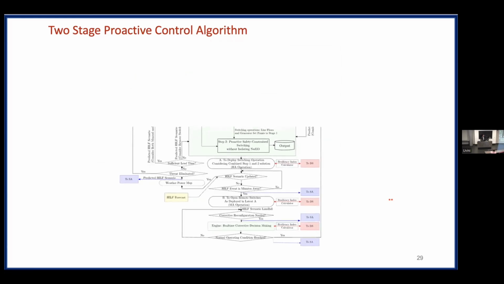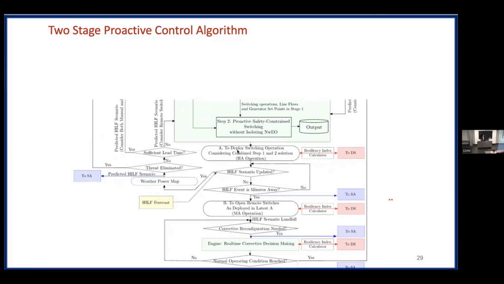Then in step 2, we are doing the proactive safety constraint switching. And this we can do later, because this is automated. So we can do that 30 seconds before. And then all of these will basically result in the switching configuration, DR output, and then the load being supplied, with all the map.